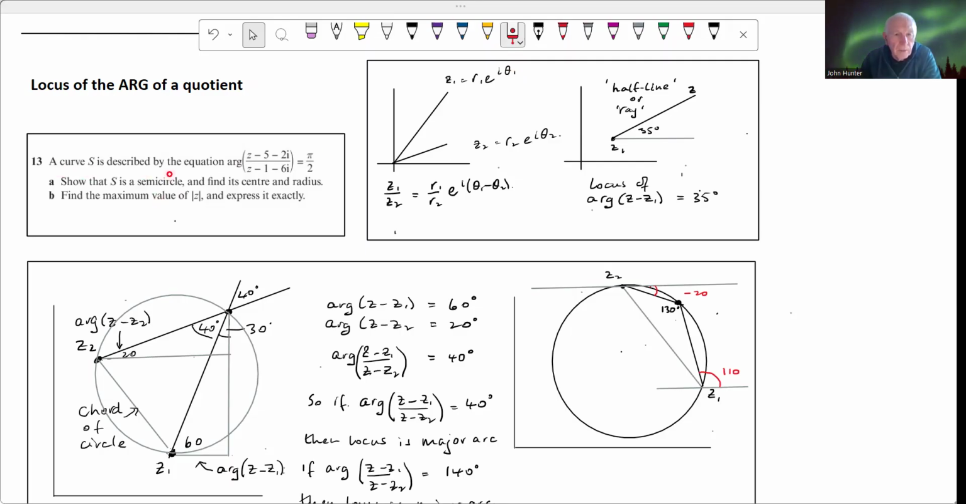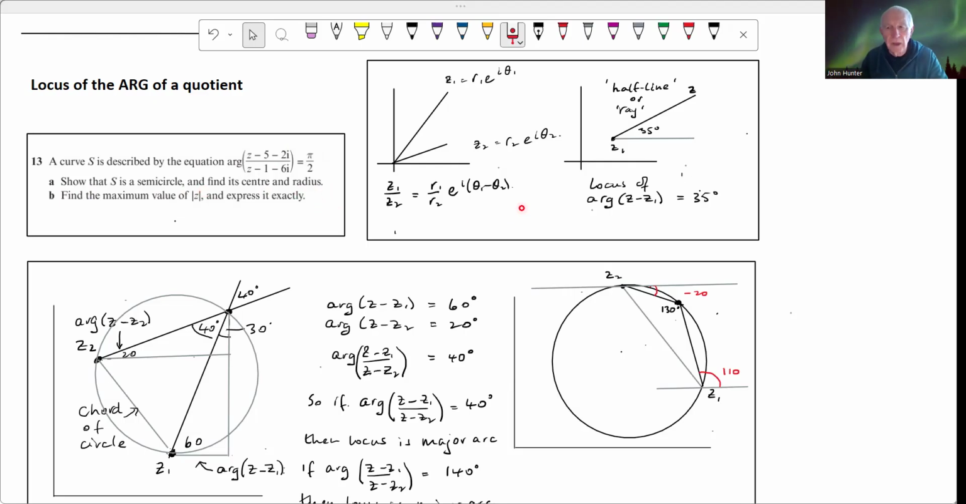Curve S is described by the equation the argument of (z minus 5 plus 2i) divided by (z minus 1 plus 6i) being equal to a right angle. Show that S is a semicircle and find its center and radius.